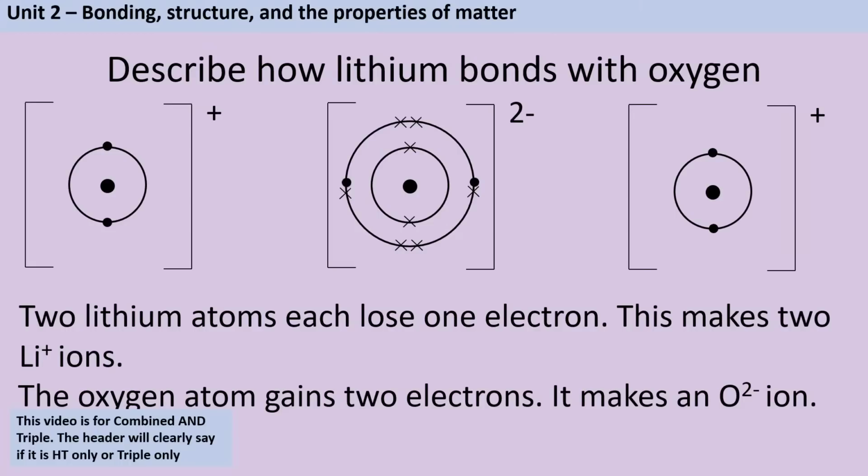So I could either look at diagrams, quite often they give you diagrams in the exam, or just the fact that lithium is in group 1 means that it's going to lose 1 electron, and oxygen being in group 6, it's going to need to gain 2. Okay, so you can figure it out from that.